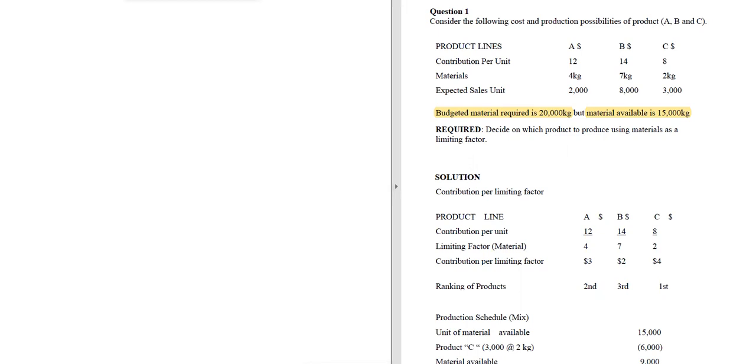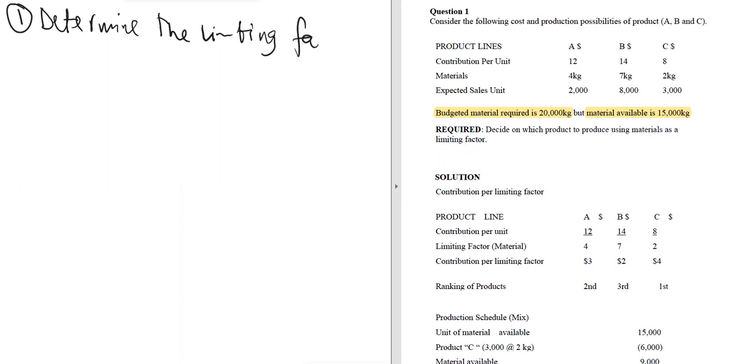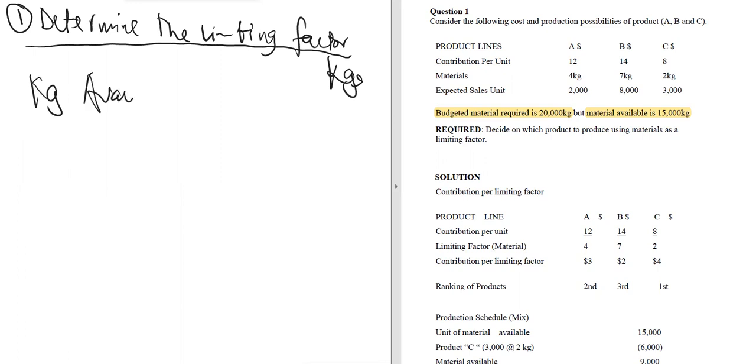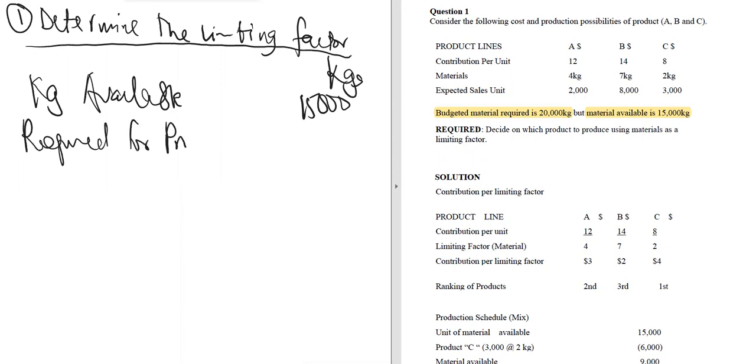It has already been given that material is the limiting factor, but most of the time, you need to check. Remember the steps I told you: you always need to determine the limiting factor. If this wasn't given straightforwardly, you need to determine it by testing material kgs. So I ask myself, what is the kg available for production? We have 15,000 kgs available. How much is required for production? You have to compare the two.